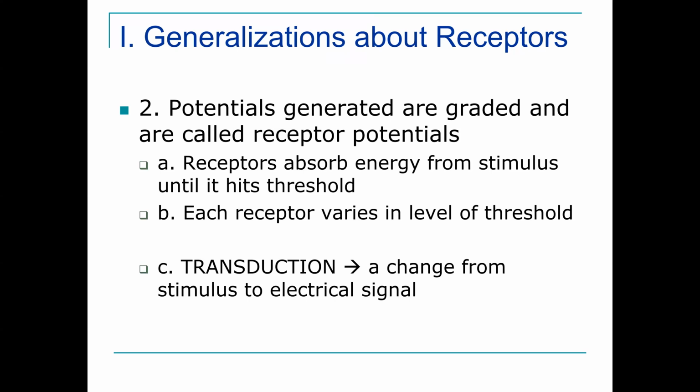So each of these receptors has a different threshold. Obviously you wouldn't want a light touch threshold receptor on your buttocks, okay? If you're sitting on your buttocks now, you wouldn't want light touch receptors there, because they would be firing off all the time, okay? Transduction is a change in the stimulus that's going to emit a signal.